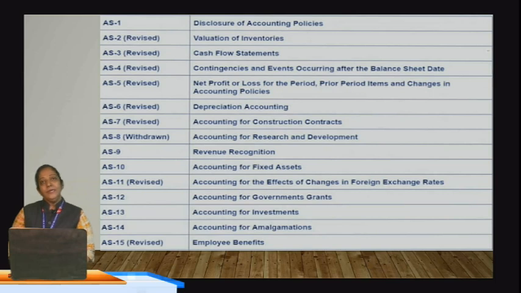AS6 gives the detailing of depreciation accounting, which methodology to be followed, like the WDV method, that is written down value method, the straight line method, which means the original cost method, and other methods also. AS7 gives the accounting for construction contracts. AS8 gives the accounting for research and development. AS9 gives the revenue recognition and capital expenditures detailing. AS10 is related to the fixed assets accounting. AS11 gives the information about the effects of changes in the foreign exchange rates.